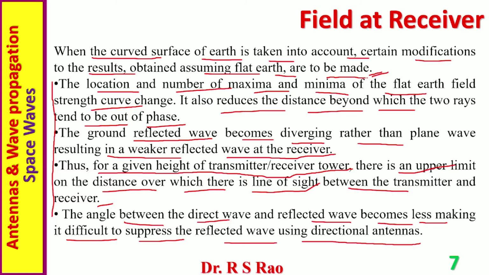Out of the four, second one is something which explains positive aspect, positive result of Earth's surface. Third one says curved surface of Earth means distance over which line of sight conditions prevail gets limited by curved surface of the Earth. So it is negative aspect. Last one says another negative aspect. Even directional antennas are also unable to suppress the reflected wave completely.